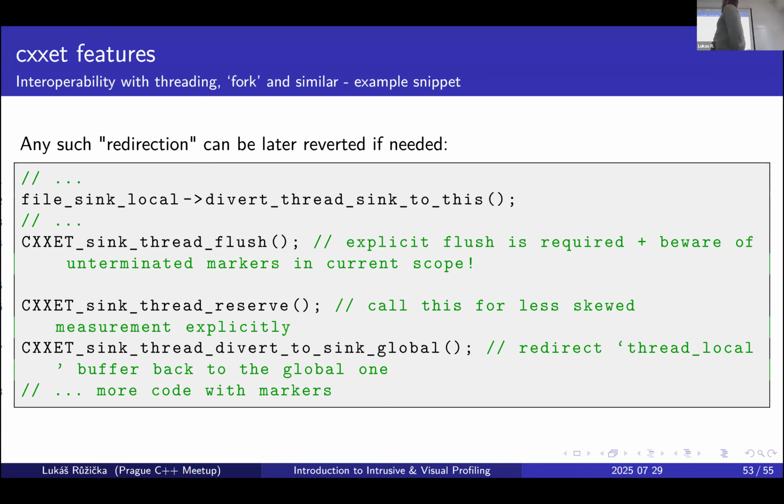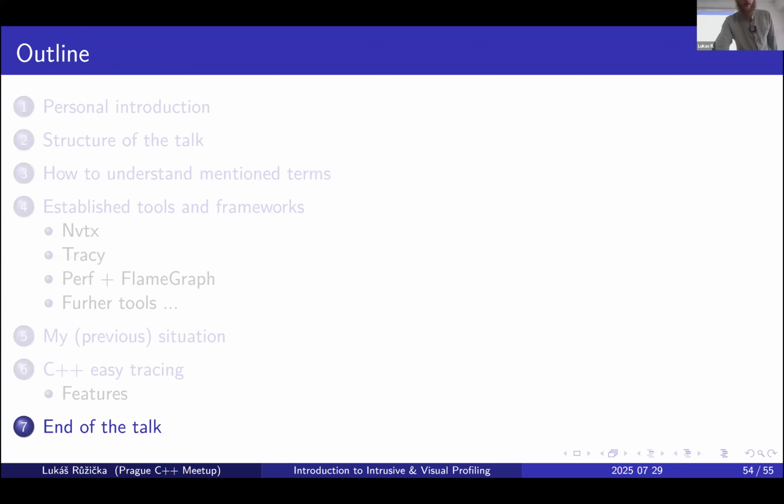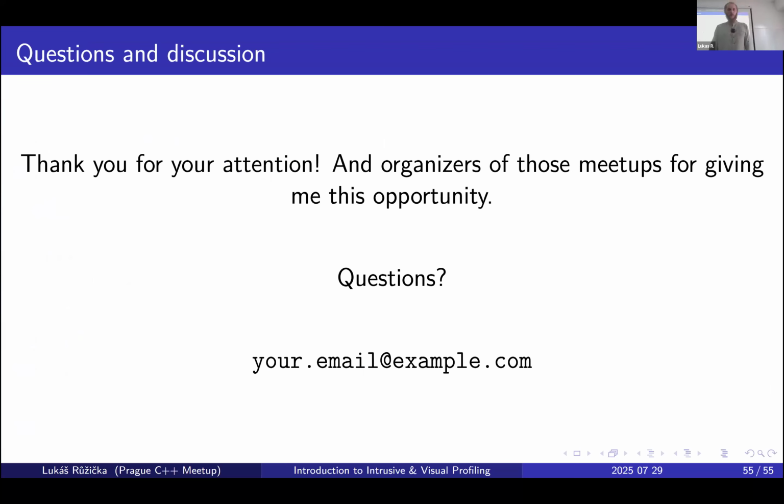One last thing about the redirection or diversion of the thread local buffers. There are methods or macros that let you revert this, and return from your local sink to the former global one, or even juggle between various local ones, stuff like that. And that's it.